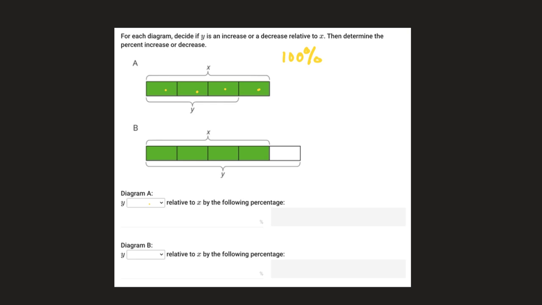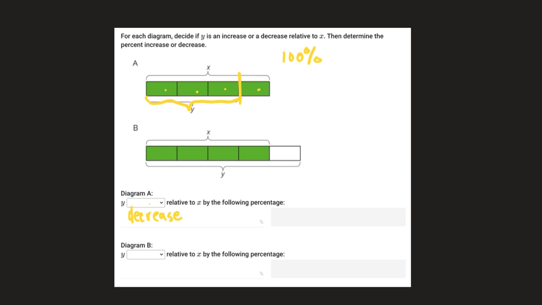Now y is only this part. So is it more, meaning we're increasing, or less, meaning we're decreasing? So y is less. There's not as many y's as there are x's. So in this case, on the drop-down bar, we would pick it's a decrease for A.